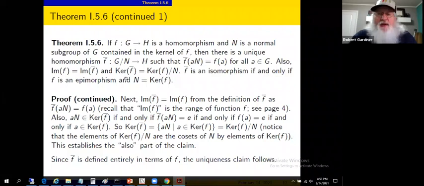I'm going to look at the kernel of F bar. Let's look at this part next. I think this comes next. If AN is a left coset in the kernel of F bar, remember, F bar maps the quotient group to H. So if we've got something in the kernel of F bar, that occurs if and only if F bar of that thing equals the identity. So F bar of this element of the kernel must give us the identity.